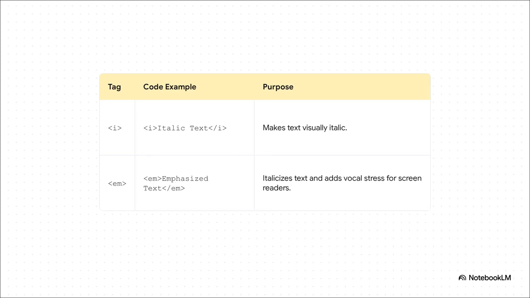And we see the exact same principle with italics. The I tag, purely visual. It just makes the text slanted. But the EM tag, which stands for emphasis, tells a screen reader to actually change its tone of voice to add stress to that word. So for accessibility and just for writing better code, strong and EM are almost always the way to go.